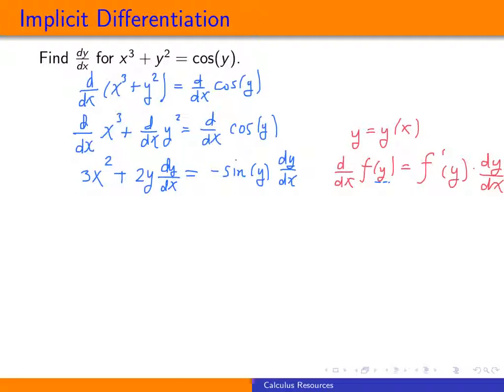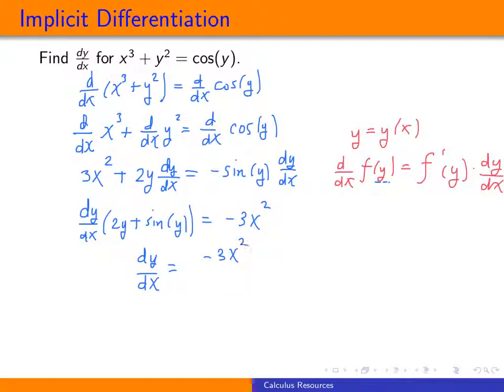Now think about what it is we would like to find: dy/dx. We have two terms involving it, so let's group those together on the left. So if we have the dy/dx, there are 2y of them on the left to begin with, and we are adding sine y more of them. And then we'll subtract 3x squared from both sides. And now divide out. So dy/dx, the quantity we are looking for, is minus 3x squared divided by 2y plus sine y. And we've used implicit differentiation to find dy/dx.